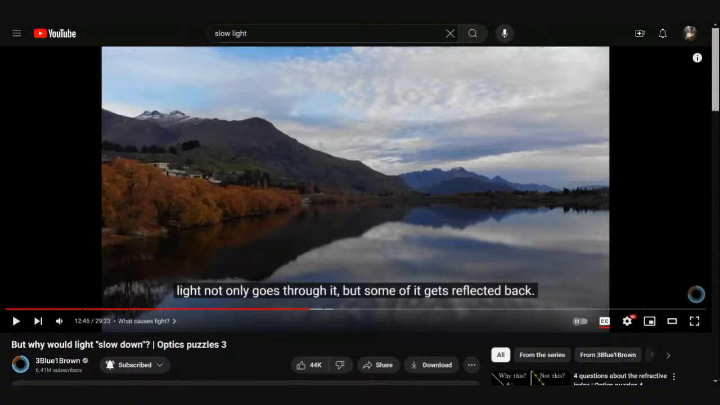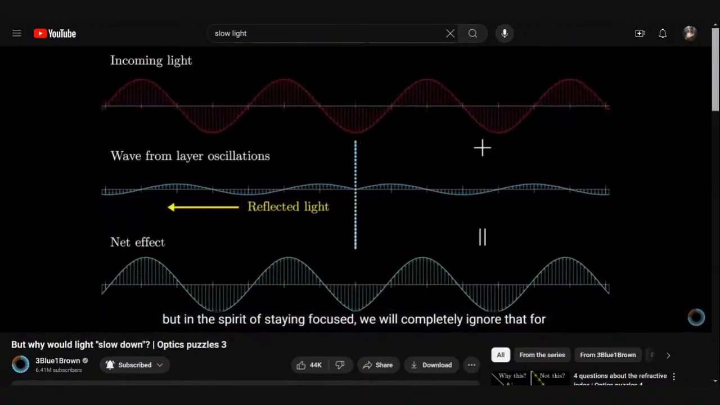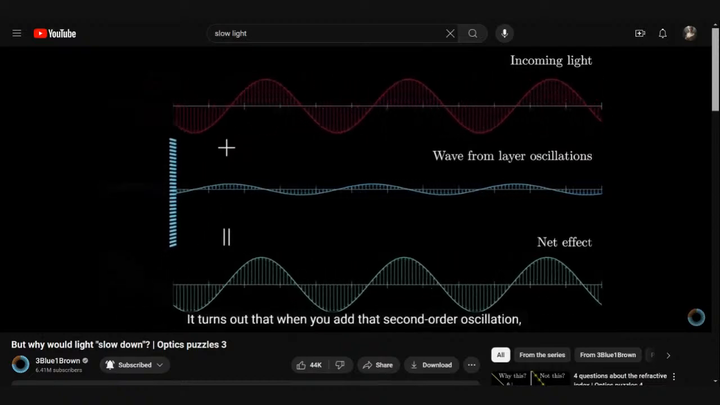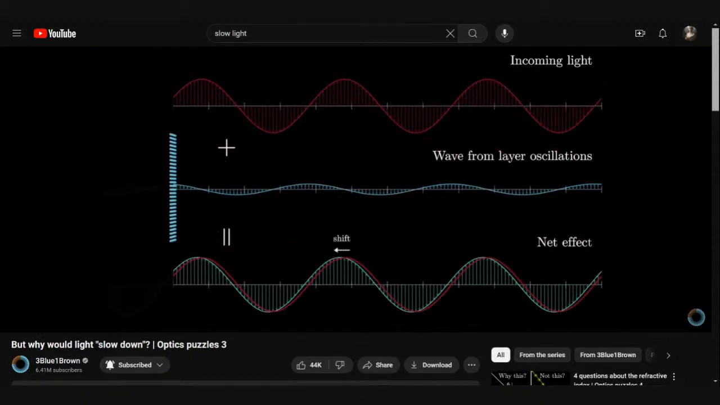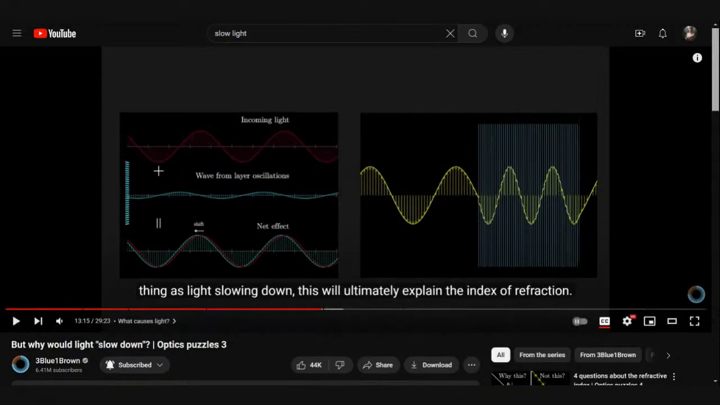So what is he saying here? And we could have a whole interesting discussion on quantifying exactly how much, but in the spirit of staying focused, we will completely ignore that for today and only focus on what's happening to the right of that layer. You can probably predict what I'm going to say. It turns out that when you add that second order oscillation, the overall effect is almost identical to the incoming light, but just shifted back in phase by a little bit. And then many successive shifts to the phase like this are the same thing as light slowing down. So this is the reason you get the delay, a tiny delay from this wall.